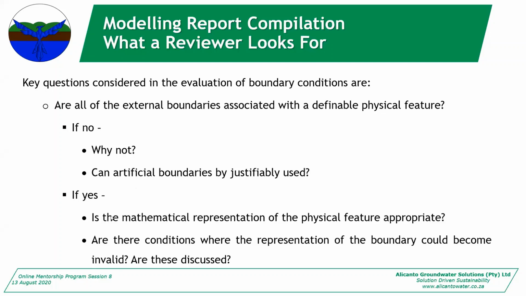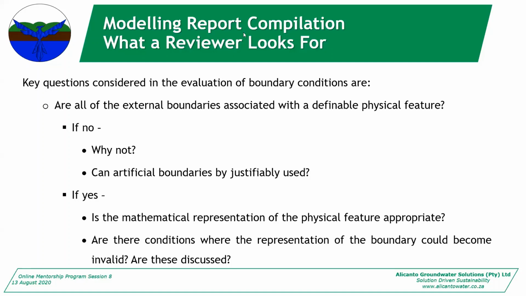If they are, is your mathematical representation of the physical feature appropriate? If you've got a river boundary, for example, a perennial river, there is a river package in MODFLOW, and then there is a constant head package in MODFLOW. You can argue that if your river flows at a constant rate and a constant level, you assign it as a constant head boundary. But personally, I would prefer it as a river boundary, because then you can assign additional parameters such as your riverbed conductivity, etc. So those are the kind of considerations you need to defend.